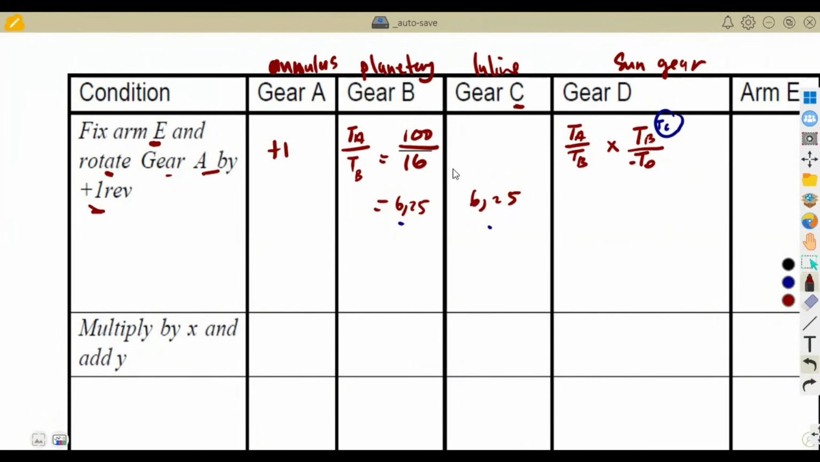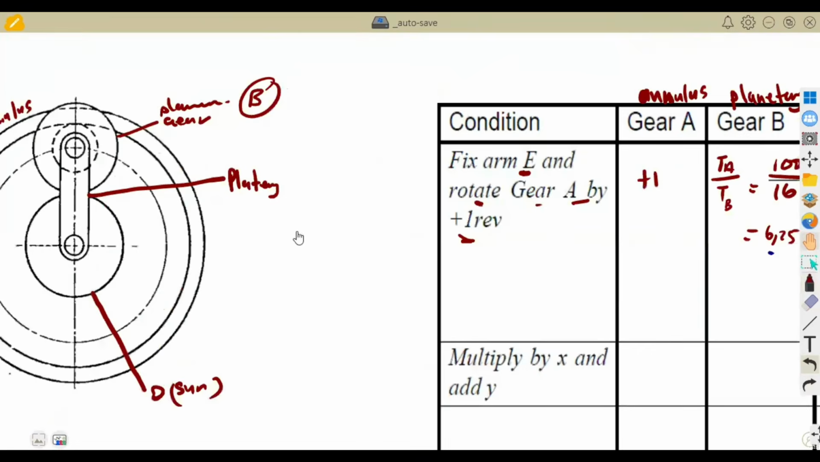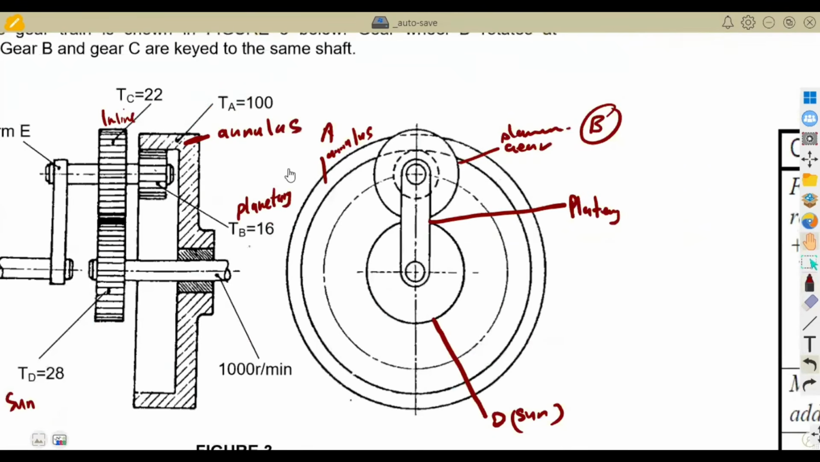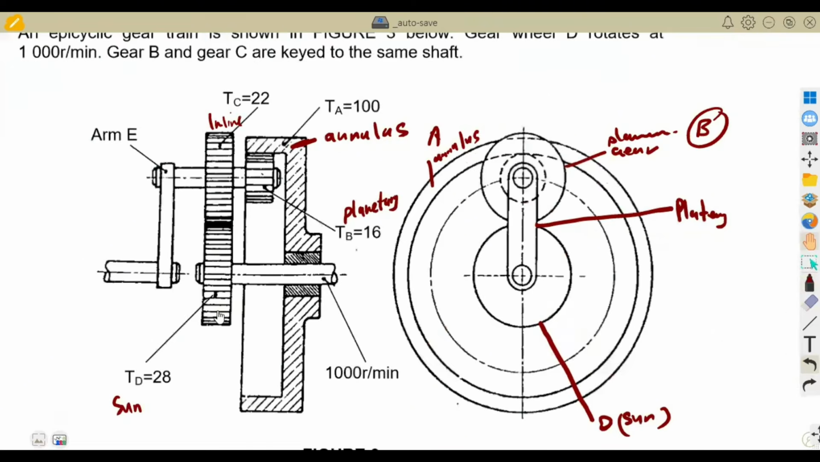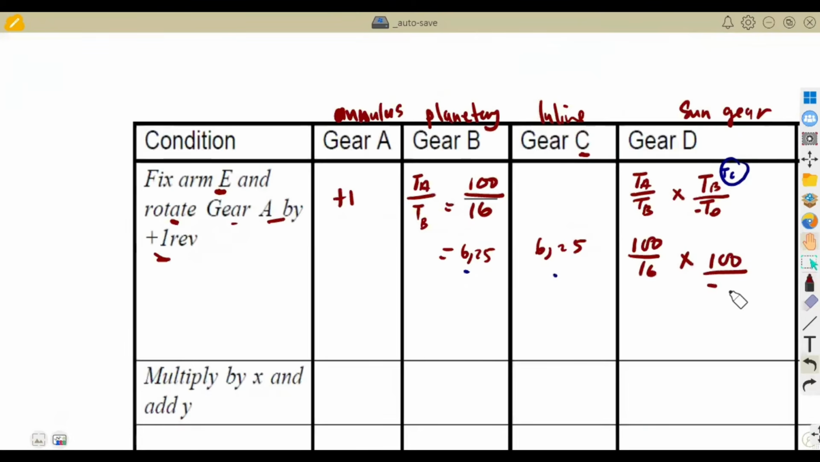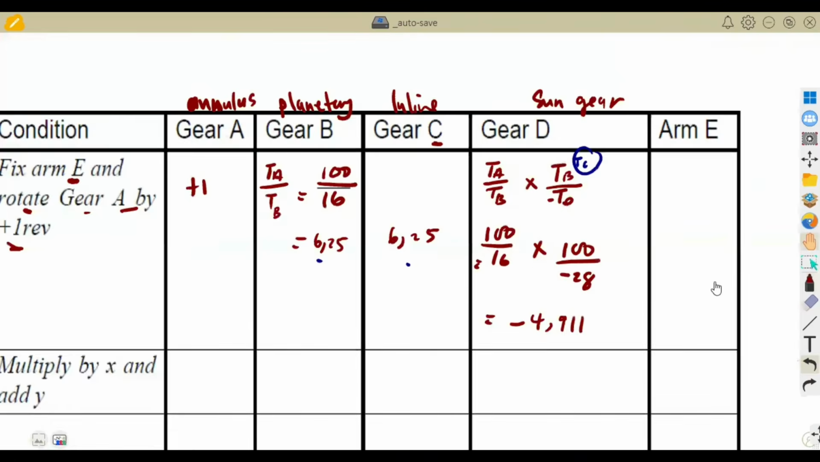So this we already calculated, 100 over 16 times TB. Remember our B is 100. Then D is a negative. If we check, D here is 28. So that is the idea. I wonder, you say this is the hardest part, but I think this is the easiest part, because there you just follow suit.